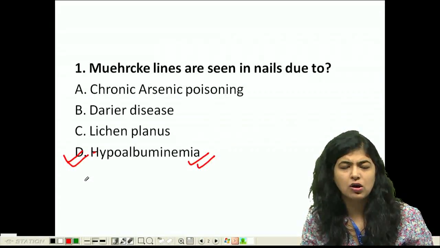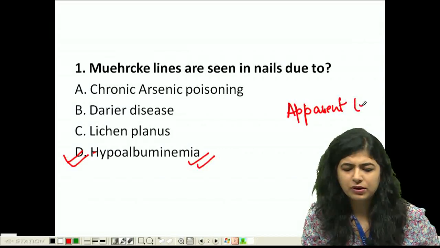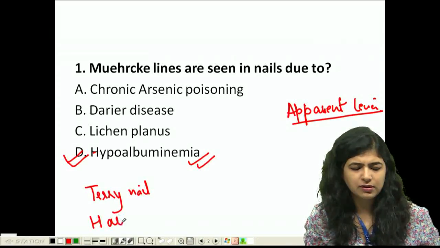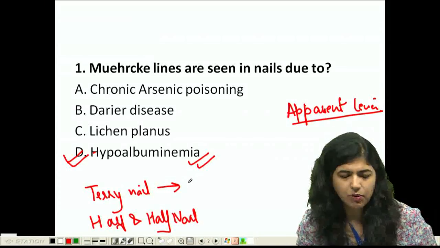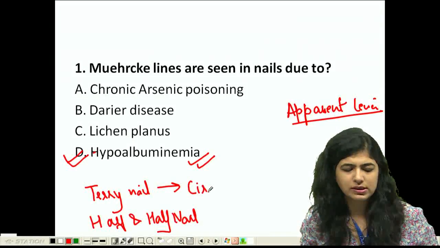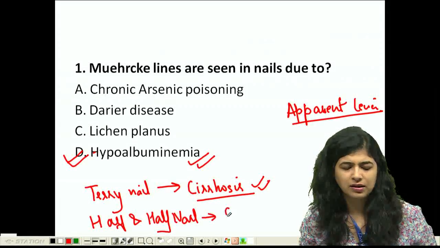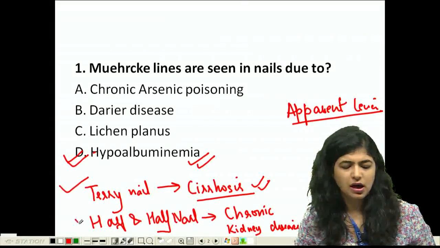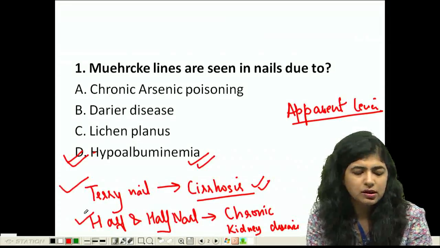Then there are some other forms of apparent leukonychia that you should know. One is Terry's nail, and the other is the half and half nail. You should know these two also. Very relevant questions, very important, very commonly asked. Terry's nail, the cause is chronic liver disease, which is cirrhosis. Half and half nail, another C, but here the C is chronic kidney disease. So, Terry's nail, liver cirrhosis; half and half nail, chronic kidney disease. Clear to everyone? Can you now solve these three questions about apparent leukonychia? Good.